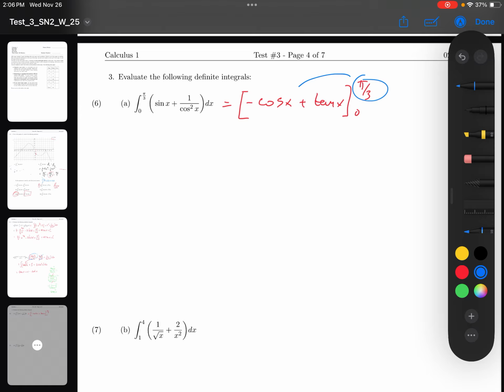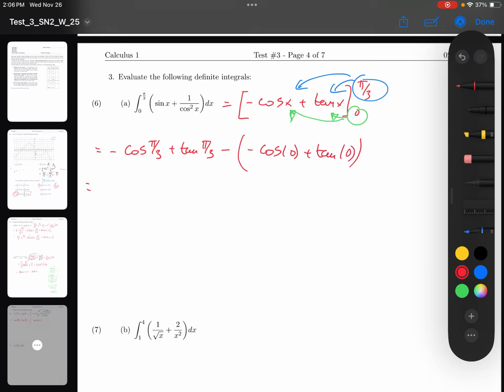So first I plug pi over 3 for each x right here. Negative cosine of pi over 3 plus tangent of pi over 3, minus, and now I plug 0 for each x. Don't forget here to open the parentheses: minus cosine of 0 plus tangent of 0.